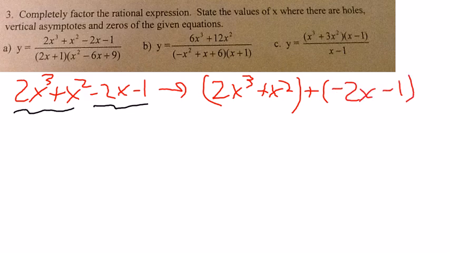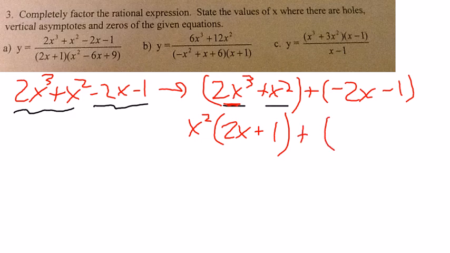And now you're just seeing what you can factor out of each of these terms. And it should work out nicely. So for the first one, let's factor out x squared, because that is the greatest common factor of these 2 terms. What are we left with? Well, you ask yourself, what do you need to multiply x squared by to get 2x cubed? You need to multiply it by 2x. What do you need to multiply x squared by to get x squared? You need to multiply it by 1.